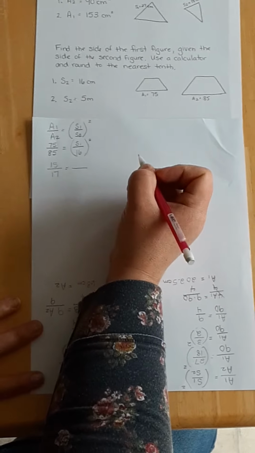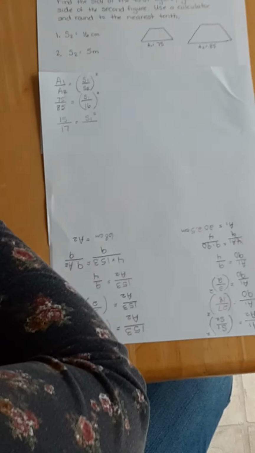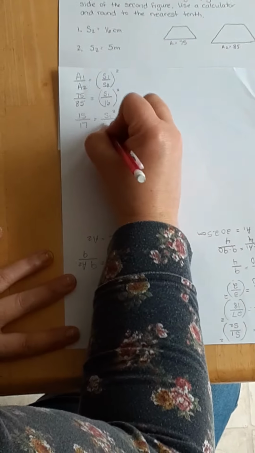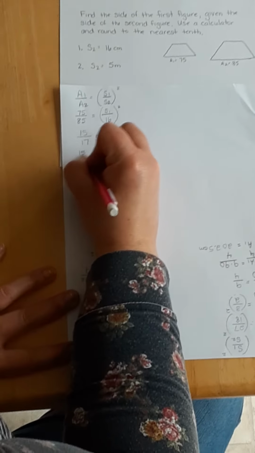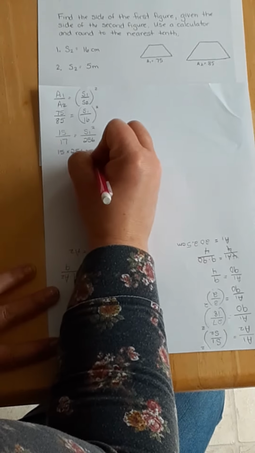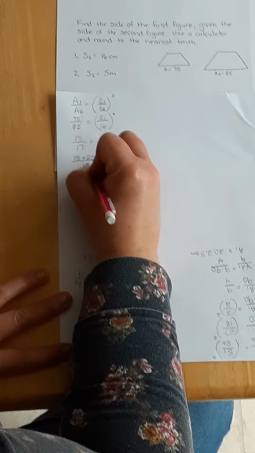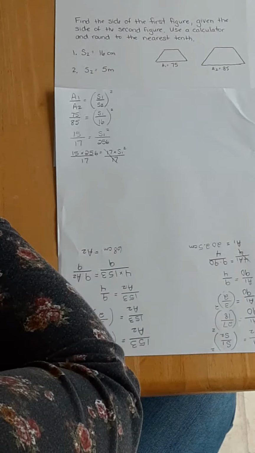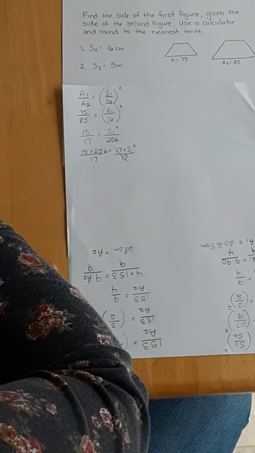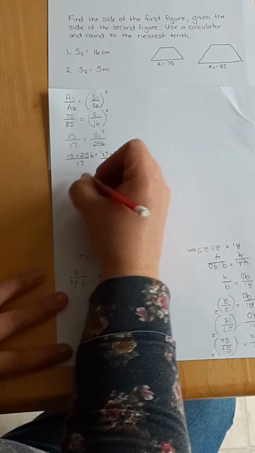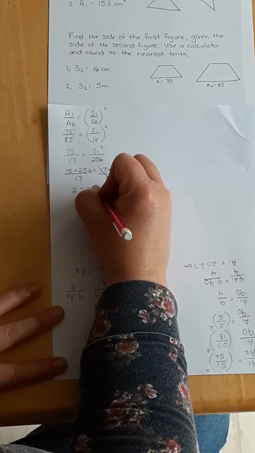It's going to be a big number, but that's okay. So once I square it, I get S1 squared, and 16 squared gives me 256. I got rid of the squares. Now we're just going to cross multiply. So 15 times 256 equals 17 times S1 squared. Divide by 17 both sides to cancel out that. And so let's do our math here. 256 times 15 gives me 3,840. Divided by 17 gives me 225.88. Let's call it 225.9.